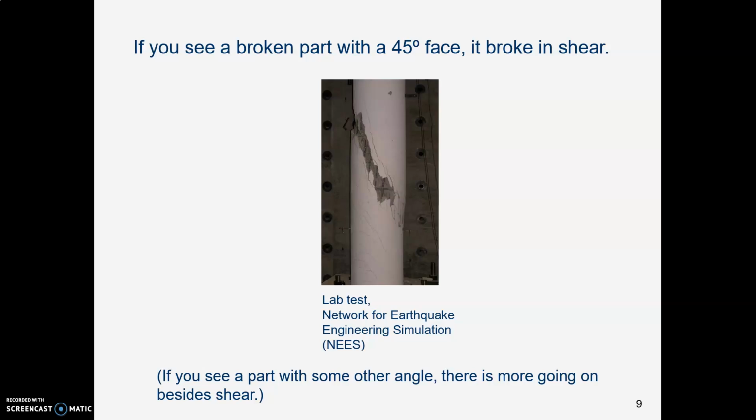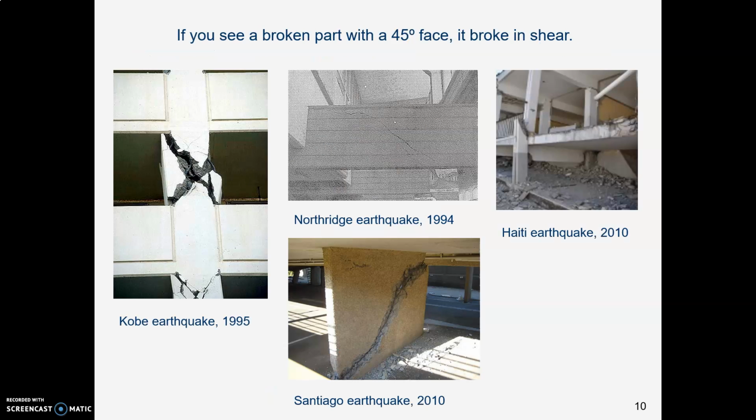Isn't that cool? And shear cracks at 45-degree angles are commonly seen in earthquakes, because in earthquakes we have part of the ground going up and part of the ground going down in some kinds of quakes. And so you'll have this shearing action. What happens to the structure is a 45-degree crack.